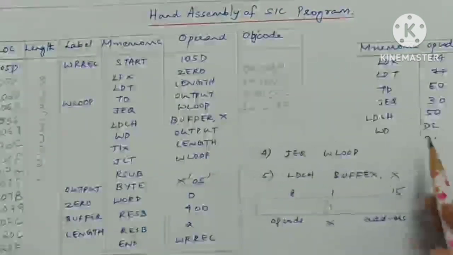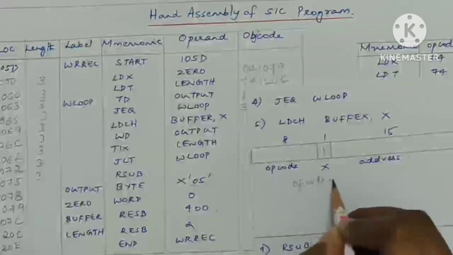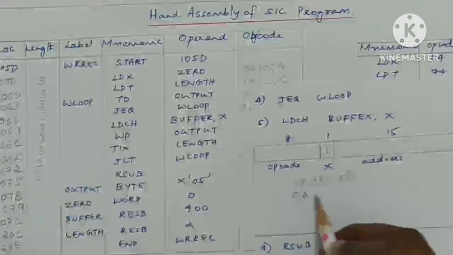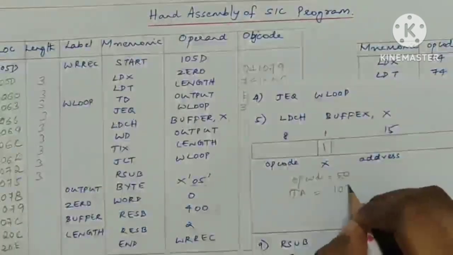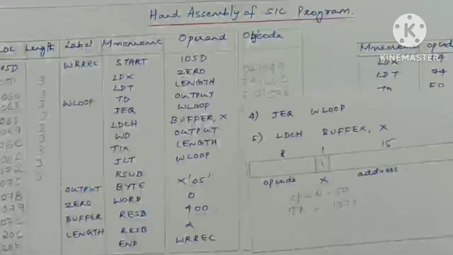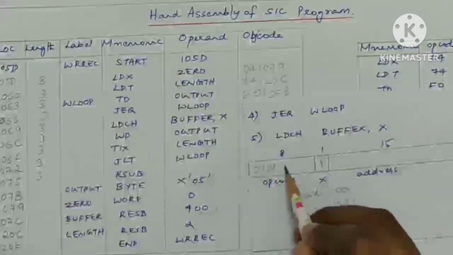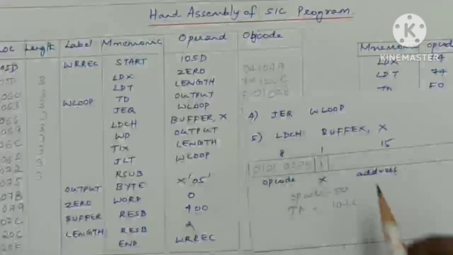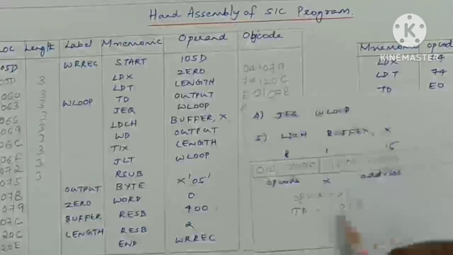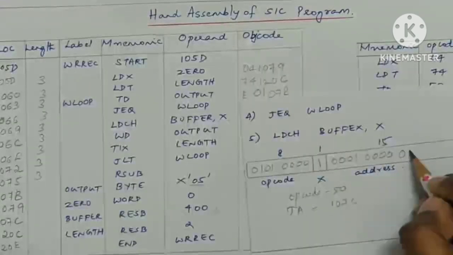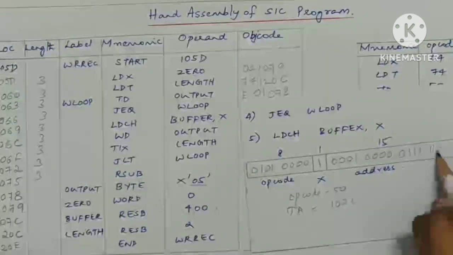So LDCH, the opcode value is 50, and the target address is the address that points to buffer. Buffer points to 107C, right? 107C. So your opcode 50: this is 5 followed by 0. Then 0001 followed by this 0. Then 7, and then C, whose value is 1100.